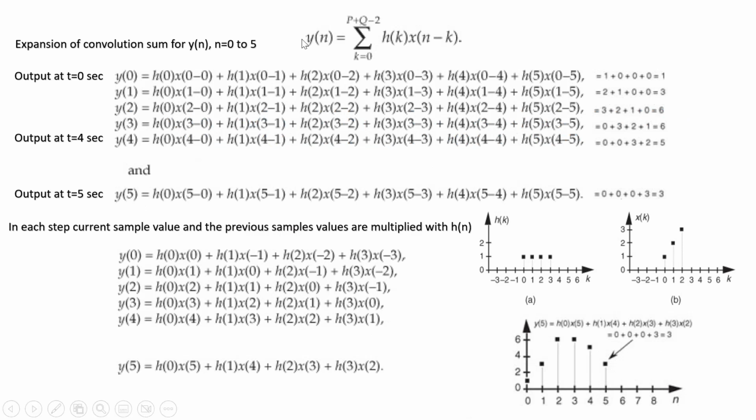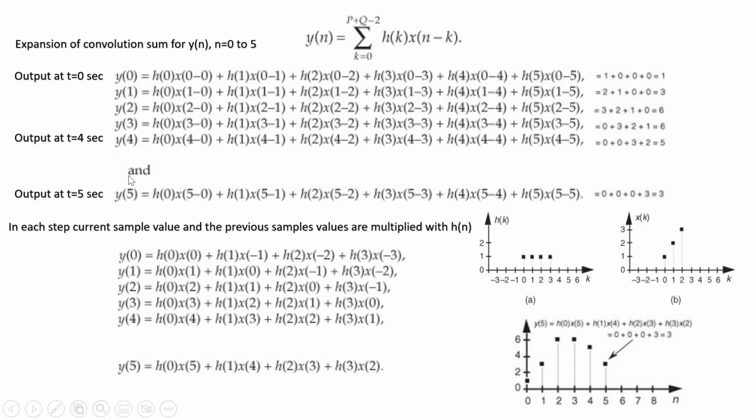This is the expansion of the convolution sum for y of n, and n varies from 0 to 5. So we can see that at time t equal to 0 second, we will put 0 here, and then we will vary k from 0 to this value. The p and q are the number of samples in the impulse response and in the input. So when we expand this and put these values, you can read the values from here, we will get the output at time 0, and then at time 1, and then after 4 seconds, and then after 5 seconds, we can calculate the values of the output.